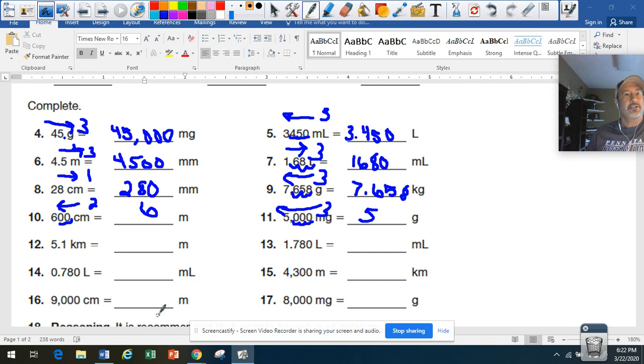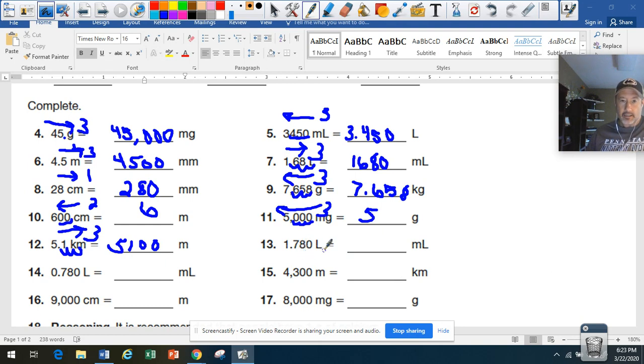Very, very good, guys. Okay, kilometers to meters. So bigger to smaller, we're going to the right. And we're going to the right 3 places here. Move this decimal 3 places. 1, 2, 3. So it gives us 5,100 meters. There we go.